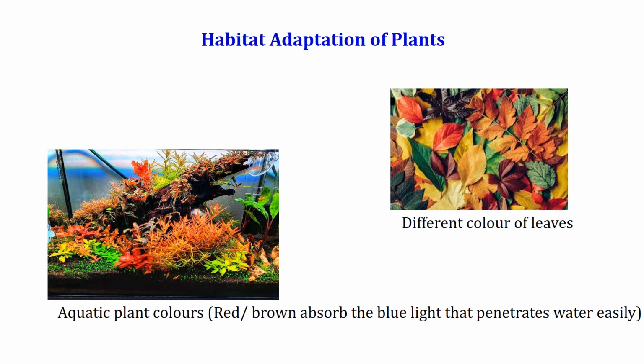Some plants adapt their pigments to their habitats. For example, aquatic plants often have red or brown pigments to absorb blue light, which penetrates water better. Different pigments suit different light environments.